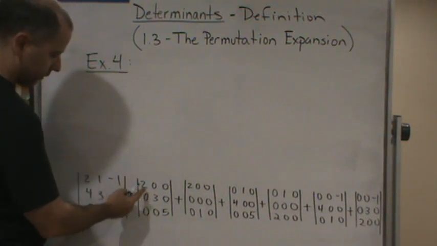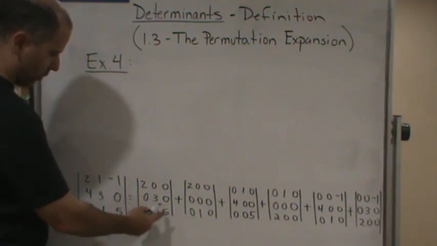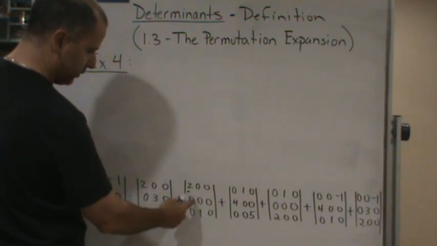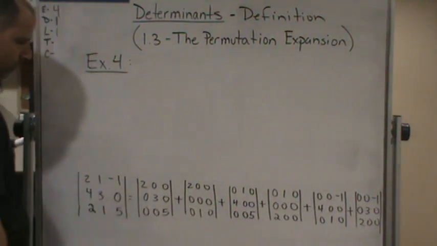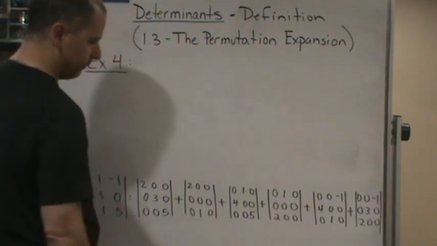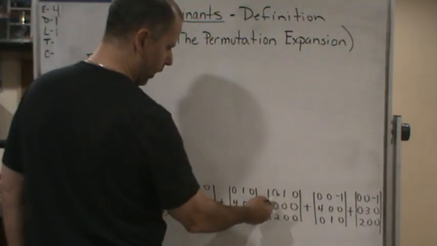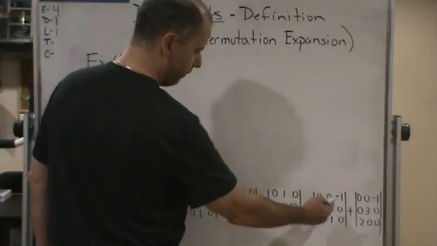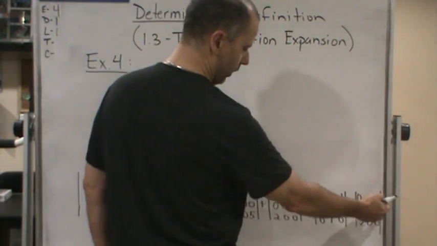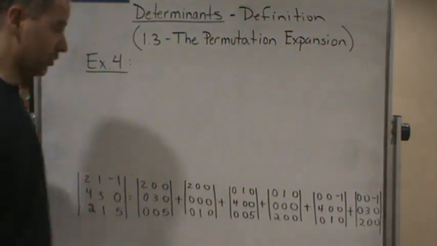So we can factor out the 2 from this row, the 3 from this row, and the 5 from this row. Then we can factor out the 2 from this row, the 0 from this row, and the 1 from this row. We can factor out a 1 from this row, 4 from this row, 5 from this row. We can factor out a 1, a 0, and a 2. We can factor out a -1, 4, and 1. And we can factor out a -1, 3, and 2. So what is that going to give us?